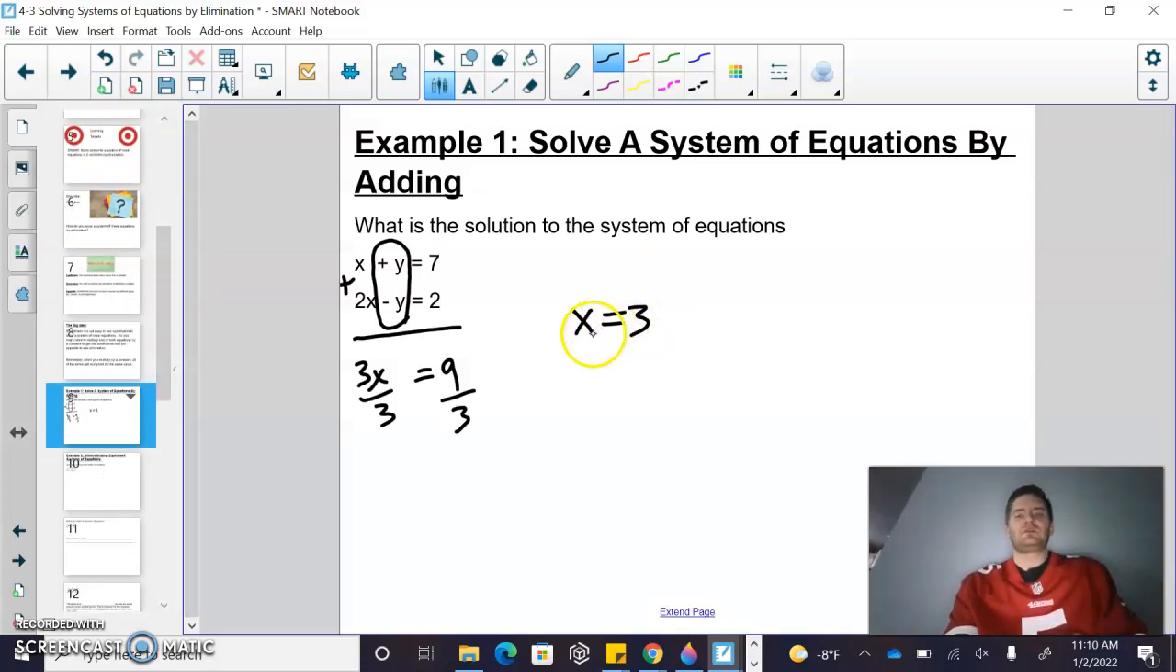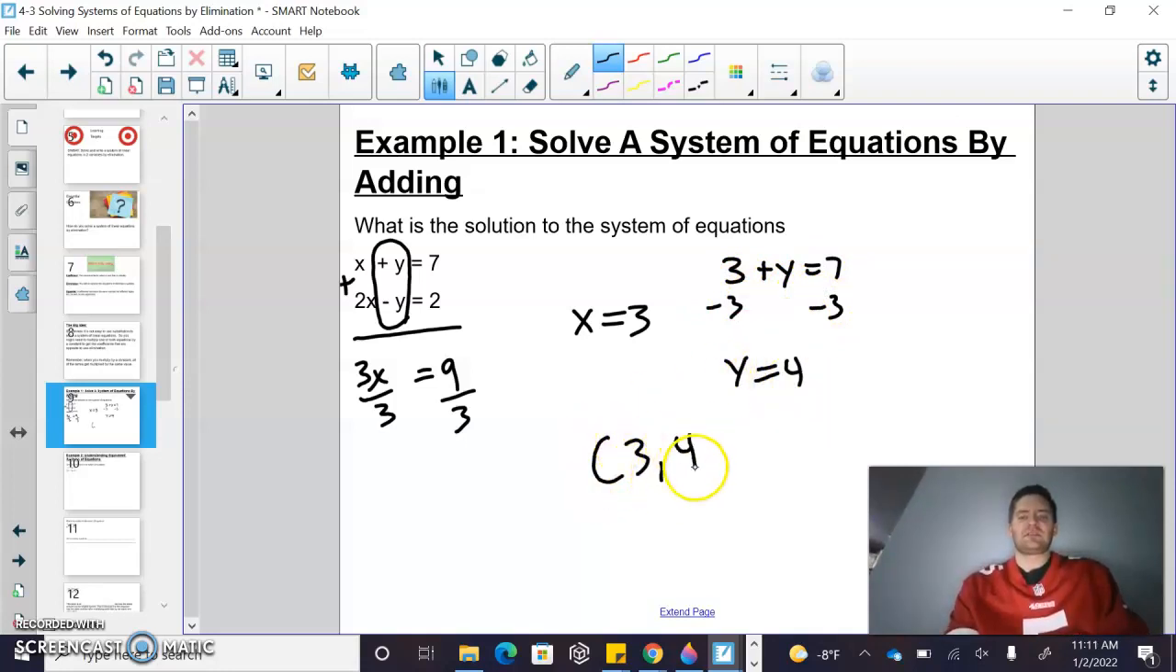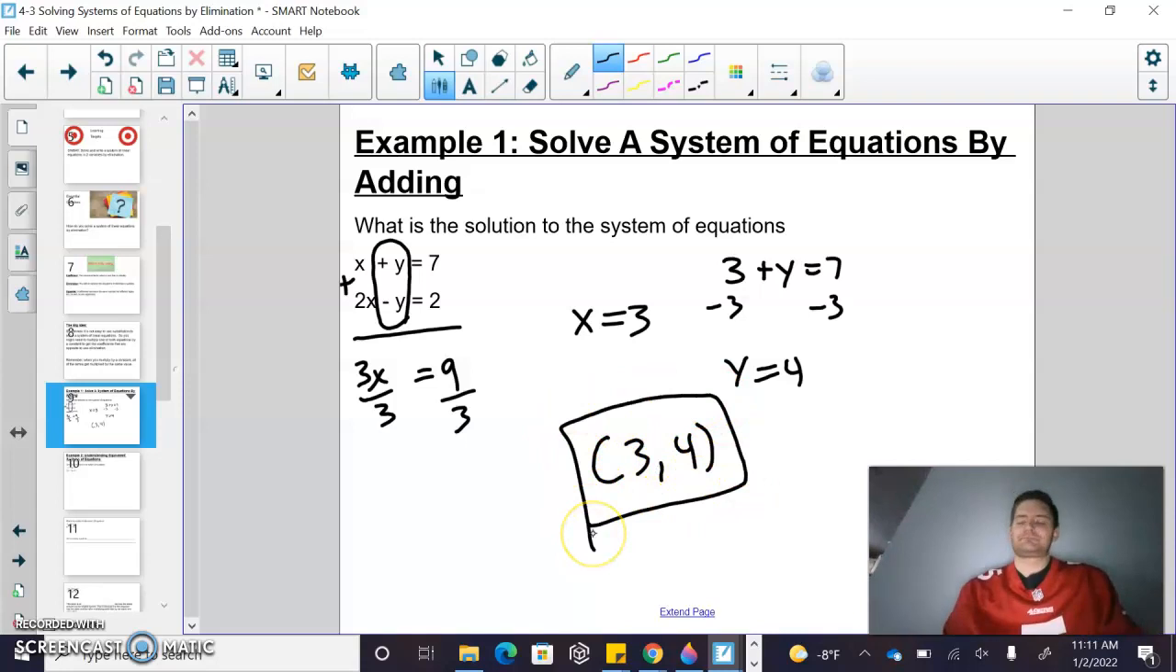And then what you would do is, it doesn't matter which one again. I'm just going to go ahead and choose the top one. I'm going to substitute 3 in for x, and I'm going to solve for y. And my solution is (3, 4).